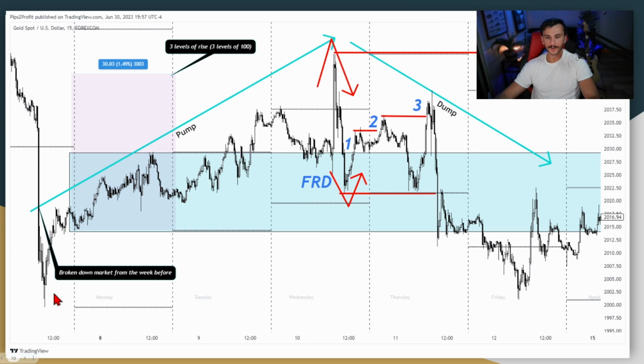We're already in a broken down market from the week before, and it starts to pump up on Monday. Monday creates the opening range. On Tuesday, they break out. And on Wednesday, we actually get a first red day where they spiked the high, they spiked lower, actually breaking structure to the downside, creating peak formation high, peak formation low.